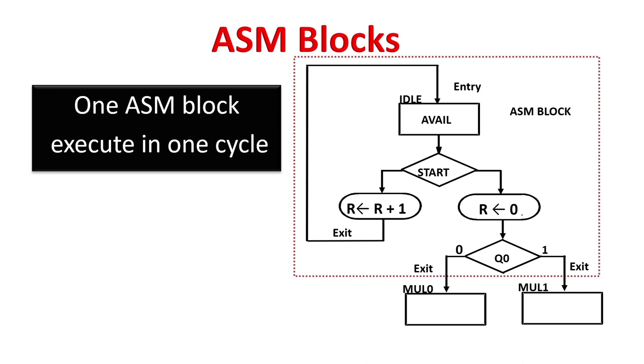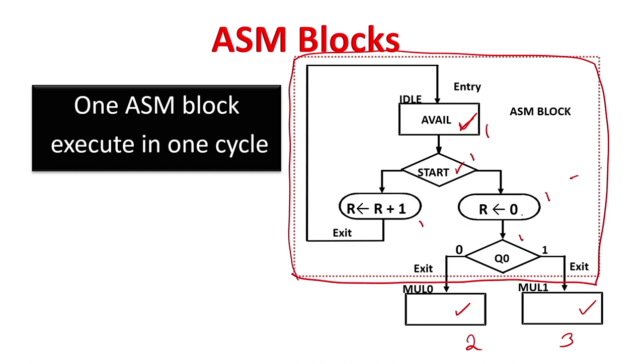And this is another example. This particular example has three states, clearly state 1, state 2 and state 3. These states have associated condition boxes and associated conditional state boxes. So this whole red thing constitutes one ASM block.